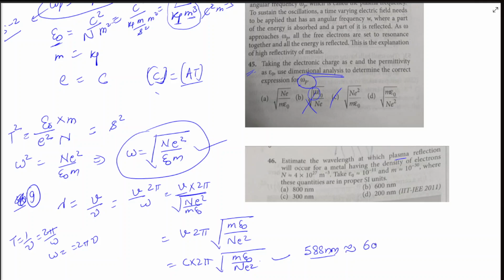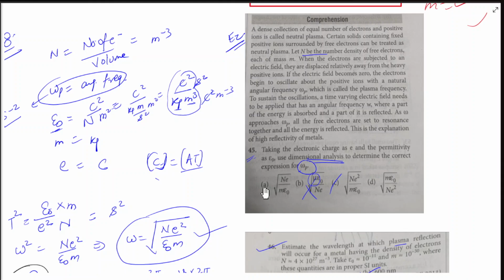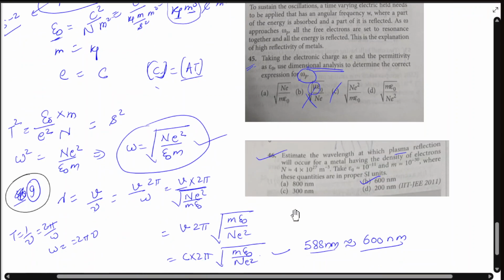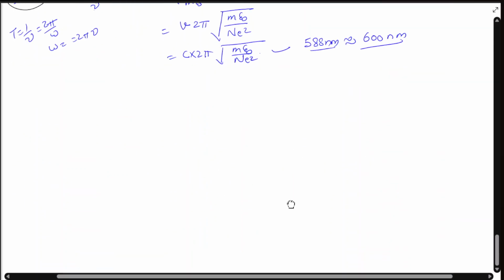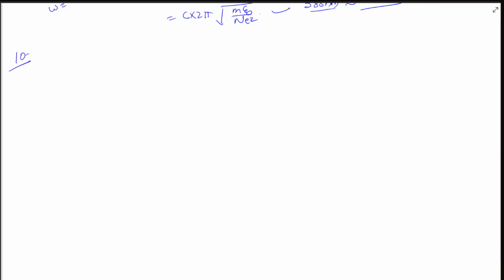So it's near 600 nanometer, which will be our answer. This question is again very easy, right? This comprehension seems very complicated and very lengthy, but even in class 12, just read those questions. Sometimes the answer will be right at your fingertips. Okay, let's move on to our next question.